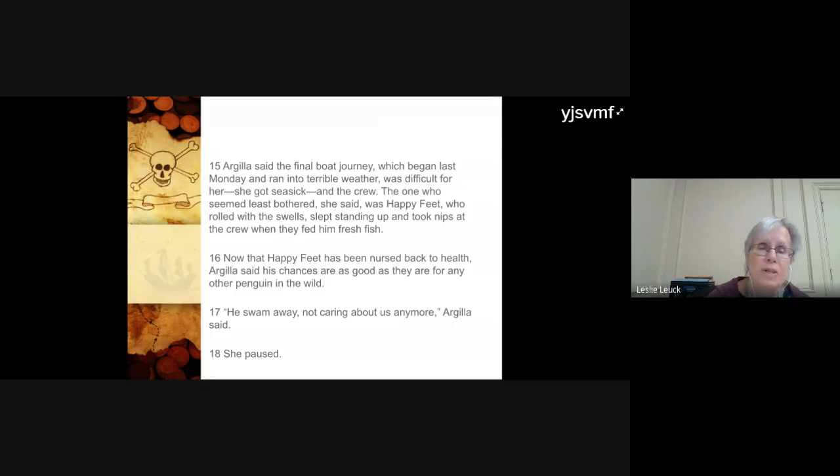Another example of alliteration. Now that Happy Feet had been nursed back to health, Argila said his chances are as good as they are for any other penguin in the wild. He swam away, not caring about us anymore, Argila said. And I want you to notice that these two paragraphs on this slide are one sentence each.